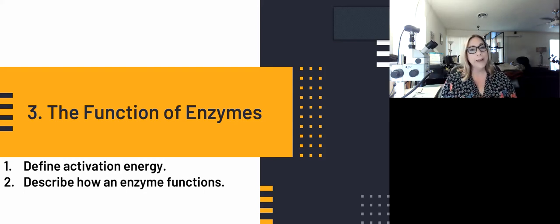Then you need to apply these concepts to the ATP cycle. ATP to ADP is exergonic and it provides energy for cellular work. ADP to ATP is endergonic. You are building a bond. And the energy for that reaction comes from cellular respiration.